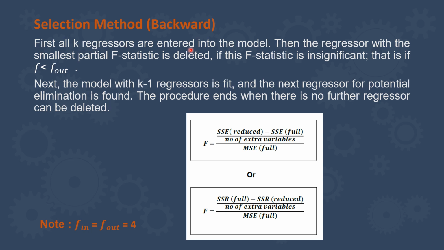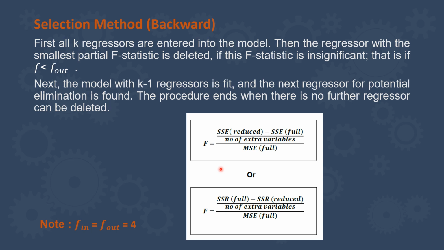Then we are going to calculate the partial F statistic for each predictor. The partial F statistic measures the significance of each predictor in the context of other predictors in the model. And then we are going to compare the partial F statistics. The partial F statistic can be calculated as the expression here. And we are going to compare the calculated partial F statistic with the F out criterion.